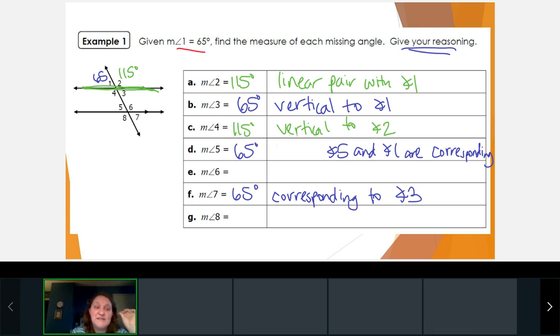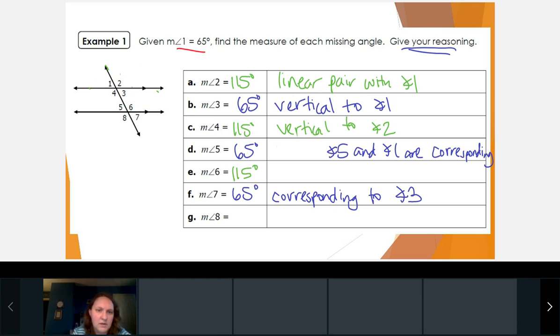You could have also said that 1 and 4 are a linear pair because they are. Here's the line. So you could say that 1 and 4 are a linear pair, and you're still going to have 115. So your reason might be different than mine on your paper, and that's not terrible. 6 would also be 115. Yep, 6 is also 115 degrees. And you've got options. And on an assessment, there would only be one correct answer, promise.